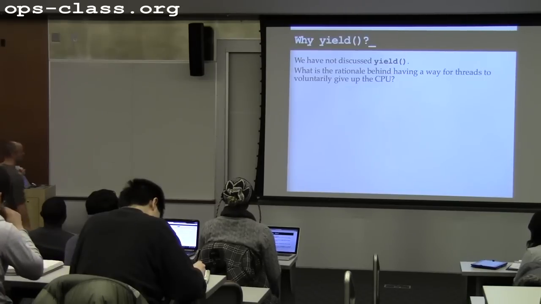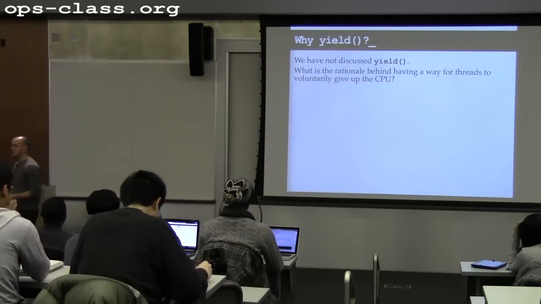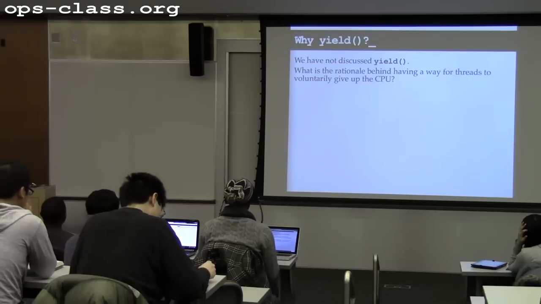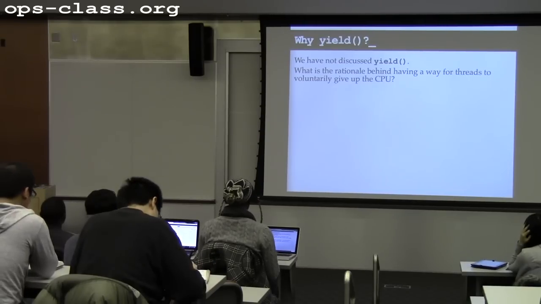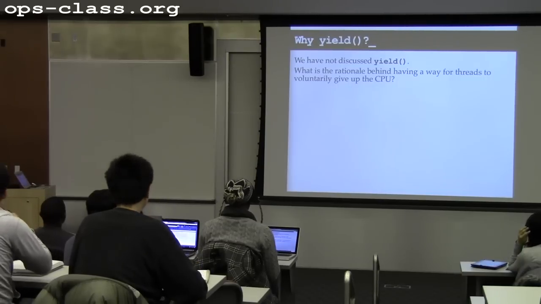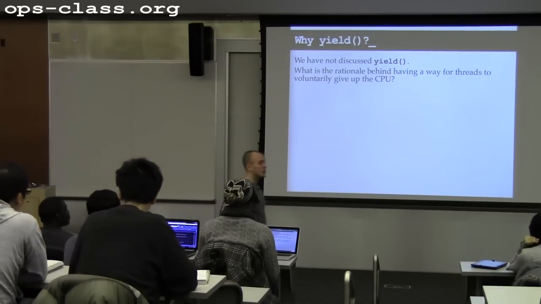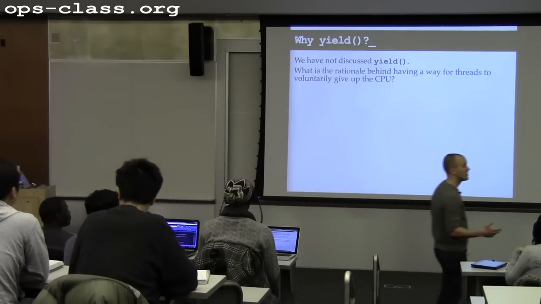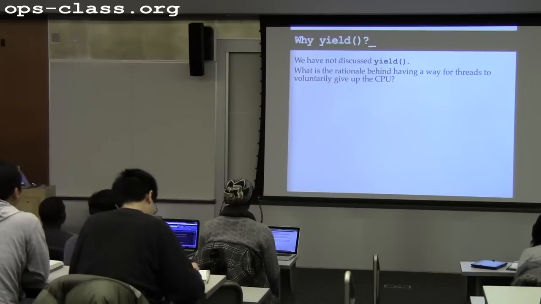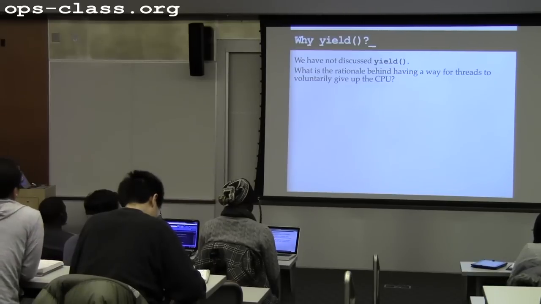So we haven't really talked about yield. There is functionality that allows this. When we've talked about user threads, we've largely talked about them being descheduled because either the timer fired and the kernel decided that they had run long enough, or because they made a system call, right? But there is the ability for a thread to voluntarily say, hey, I'm good, I'm done for now.